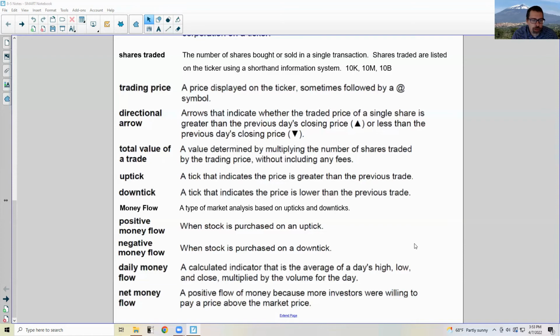And net money flow is a positive flow of money because more investors were willing to pay a price above the market price. So there's a quick overview of the vocabulary that will be in this chapter section.